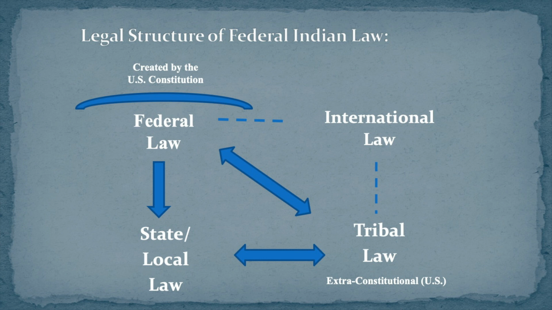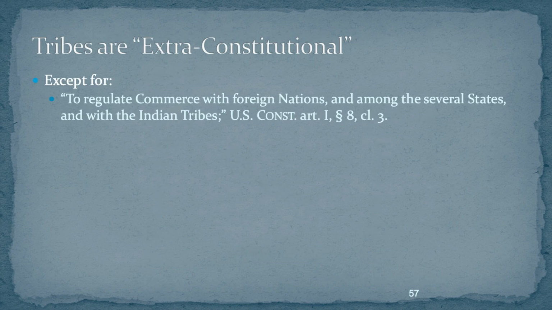But you can see that just by adding tribal law in there, we start getting a tangle of laws, a tangle of jurisdictions. So I did mention that tribes are extra constitutional. They are extra constitutional except for the Commerce Clause. And this is Article 1, Section 8, Clause 3 of the Constitution. It says, to regulate commerce with foreign nations, among the several states, and with the Indian tribes. And this is what gives the Congress authority to regulate commerce. This comes into play when we start talking about more Indian law concepts today.